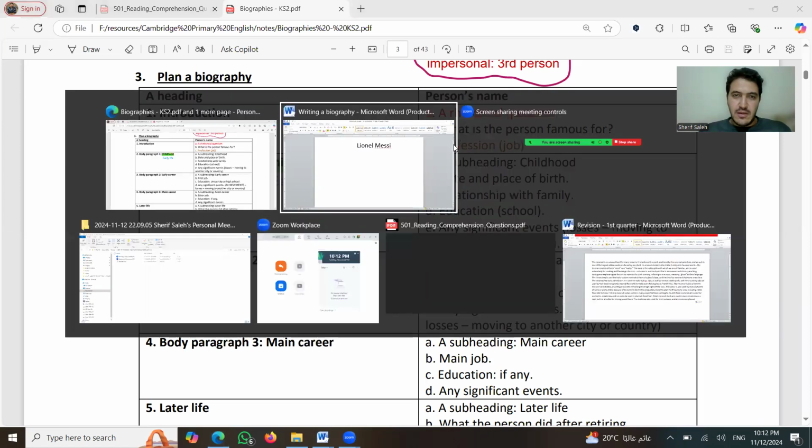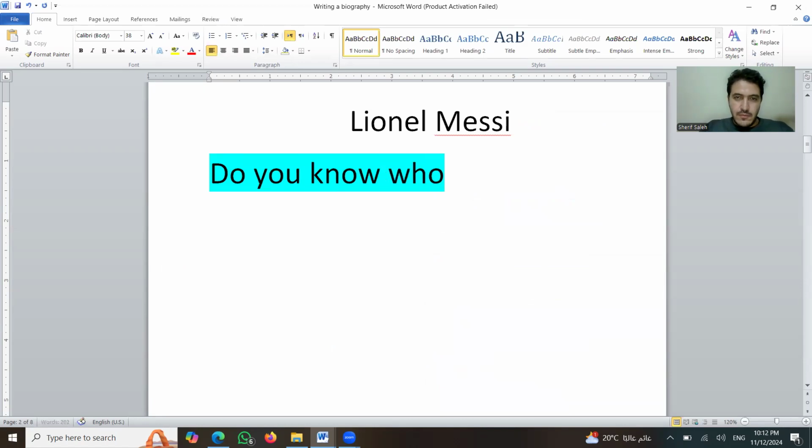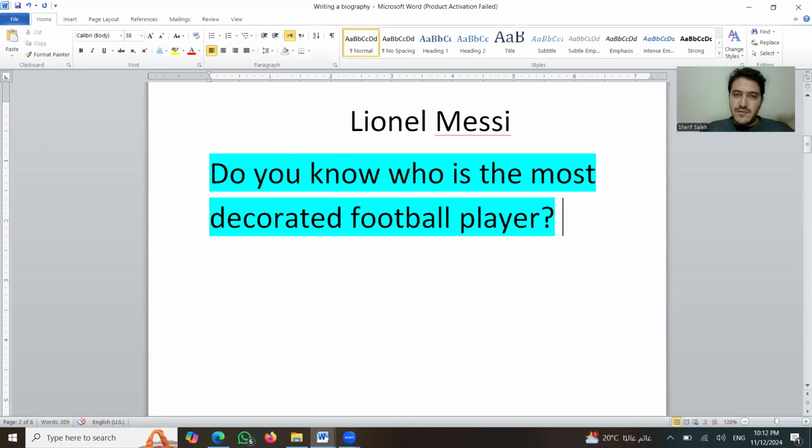So we will start with the rhetorical question. We would say, for example, do you know who is the most decorated football player? So decorated football player means the player who won most rewards and prizes and so on. So do you know who's the most decorated football player?